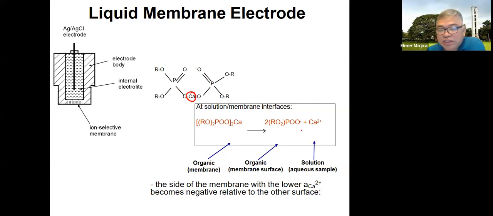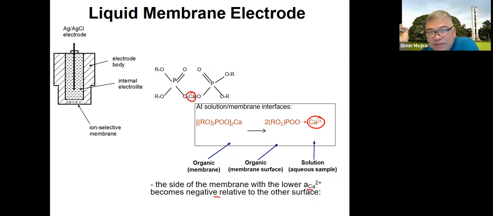Some of the calcium is dissociated. So in the solution, you have that one, and then you have an organic membrane surface, and you also have an organic membrane. The side of the membrane with the lower activity of the calcium 2+ becomes negative relative to the other surface.